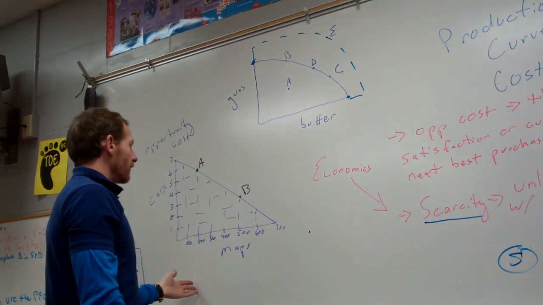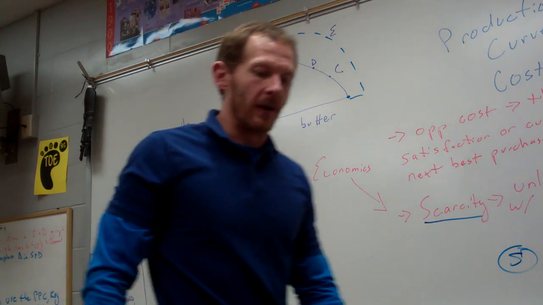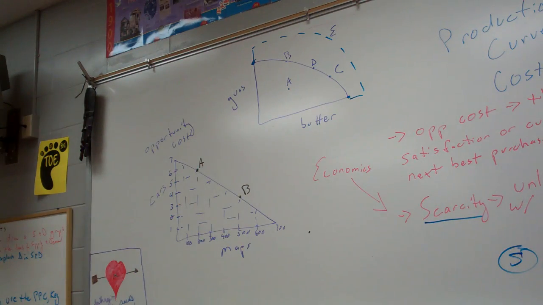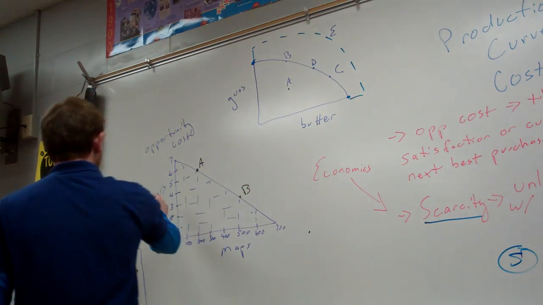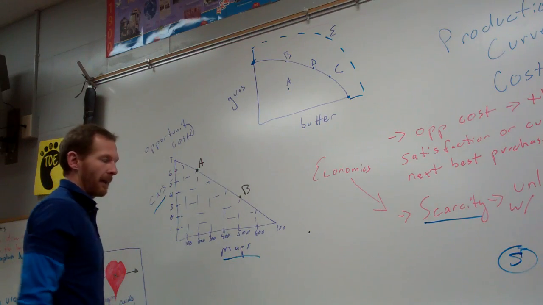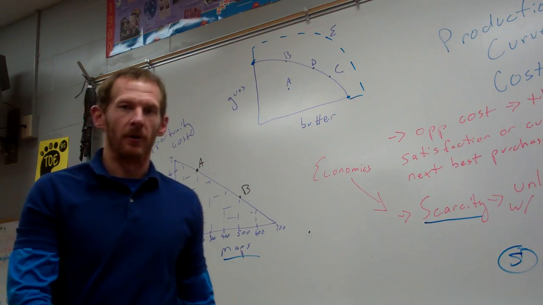You can also use this to figure out the opportunity cost. You can actually graph opportunity cost. So on this curve, we have cars on the y-axis and maps on the x-axis. Actually, I'll speed it up so you can see it a little better.